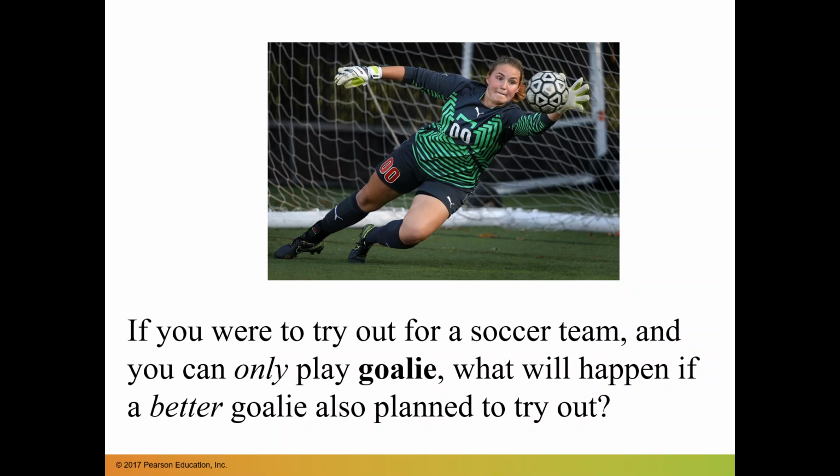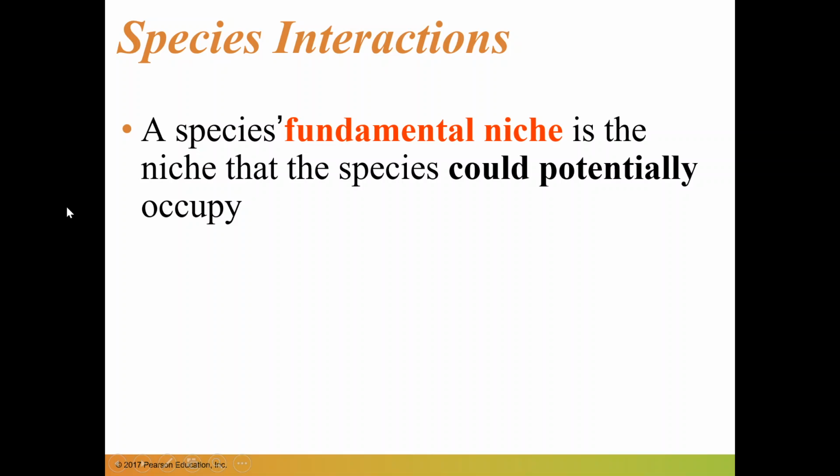A good goalie that's not good at anything else is actually less likely to be chosen, for one thing, but also, even if you're the best goalie, if someone else comes and they're a little bit better at goalie, even that little bit better can edge you out of the competition. Okay? Because you can only do one thing. So, a species' fundamental niche is the niche that the species could potentially occupy. Okay? So my sister, Karen, she was very good at soccer in high school. She since stopped playing it, but she was a soccer star in high school.